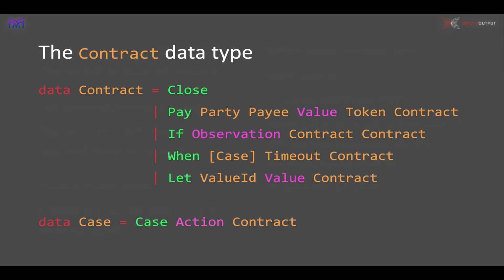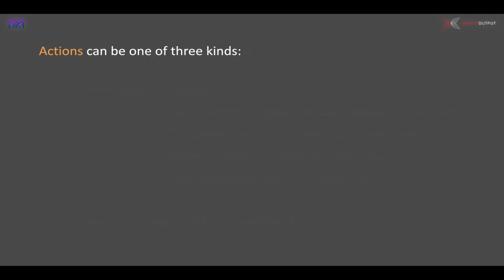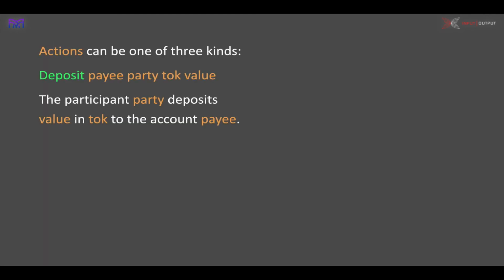Let me just say a tiny bit about some of the other data involved in this. We have actions, we have observations, and we have values. What are these three types of component? Well, an action can be one of three kinds. It could be a deposit. And what happens there is that a party is asked to deposit a value of a particular token in the account of a payee. So it's paid into the contract, and once it's in the contract, it belongs in the payee account.